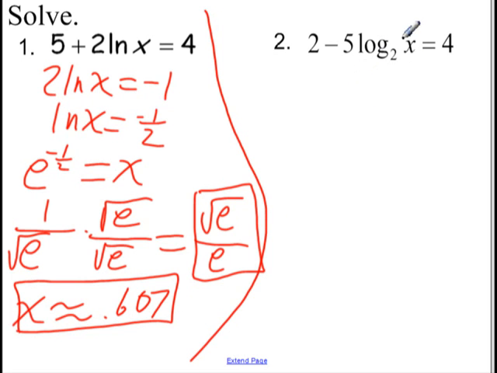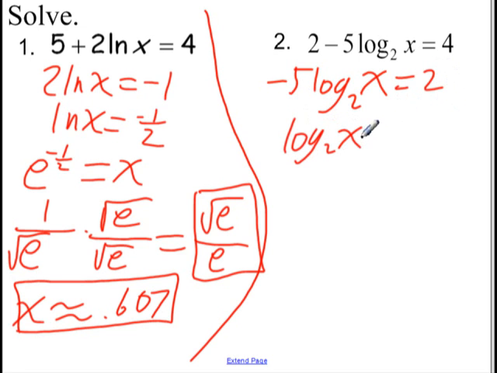Okay, so again, we want to get the log part all by itself, so we can write it as an exponential. So let's subtract the 2. So we have negative 5 log base 2 of x equals 2. I'm going to go ahead and divide by negative 5, so now we have log base 2 of x equals negative 2/5. And now it's in log form, so we can write it in exponential form. So we have 2 to the negative 2/5 power is equal to x.